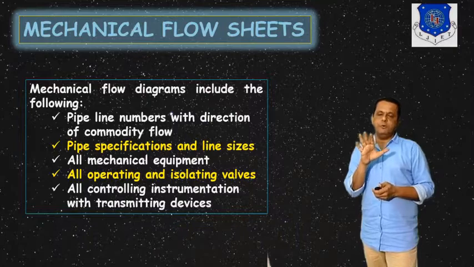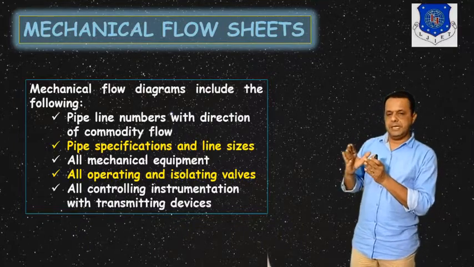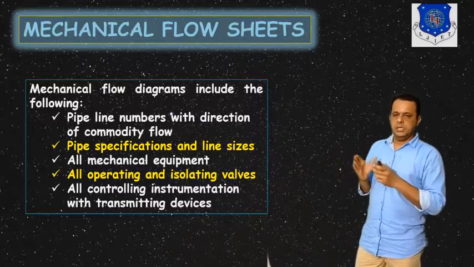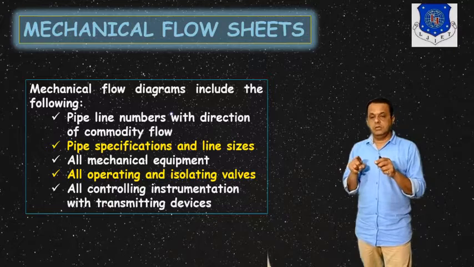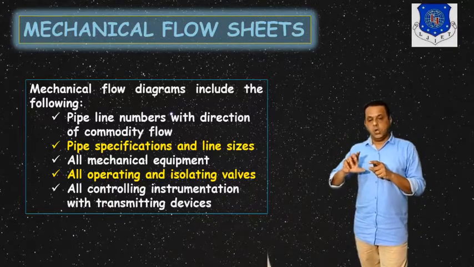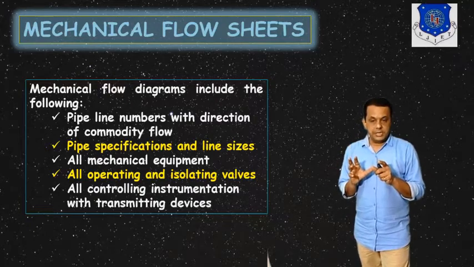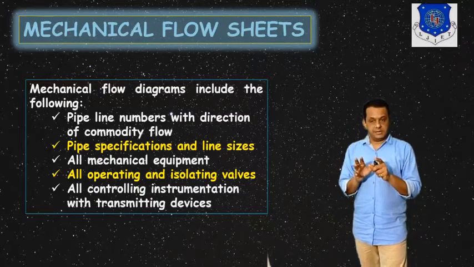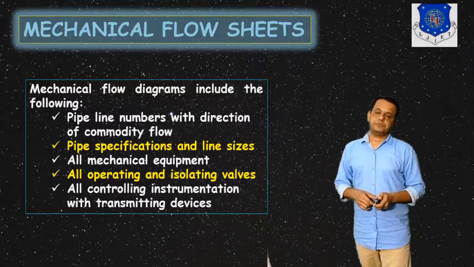So what does the mechanical flow diagram include? In a nutshell, you should remember the pipeline number with the direction, then pipe specification and line size. It should include all mechanical equipment, all operating and isolating valves, controlling instruments with the transmitting device. Everything will be covered in the mechanical flow sheet.